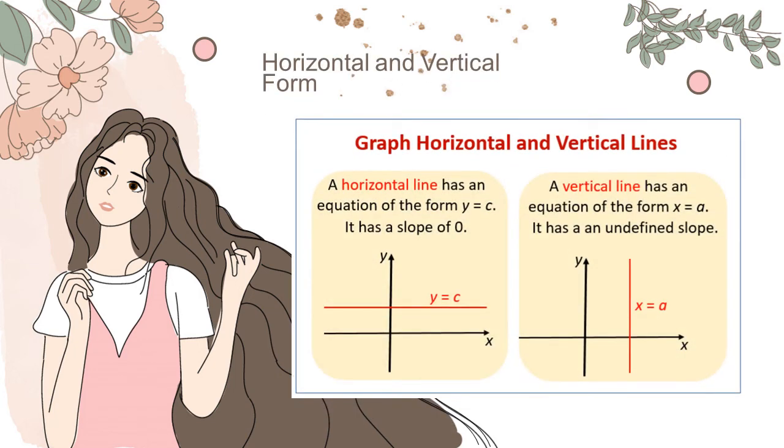Lastly, we have horizontal and vertical form. A horizontal line has an equation of the form y equals c. So it has a slope of 0. So here is the graph of a horizontal line. And a vertical line has an equation of the form x equals a. So it has an undefined slope. So here is the graph of a vertical line.